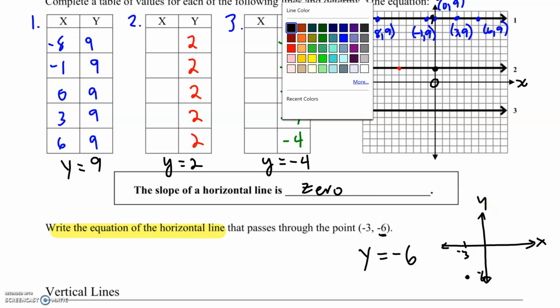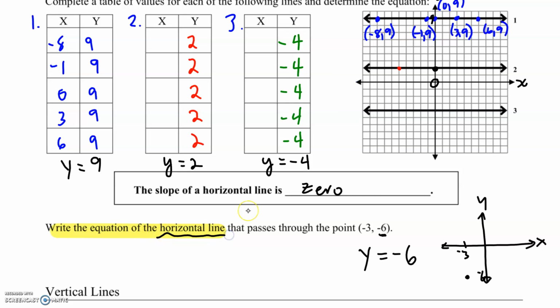And if I was to draw a horizontal line, my horizontal line, if it has to go through this point and it's horizontal, it's going to go through the y-axis at -6. And that's a good way to see what the equation of the line is.